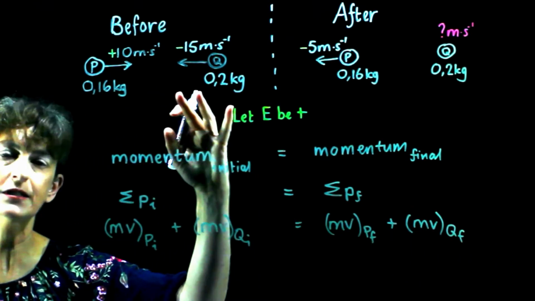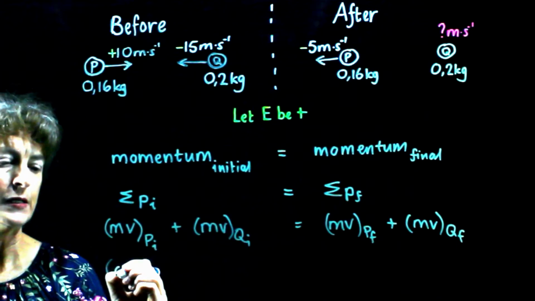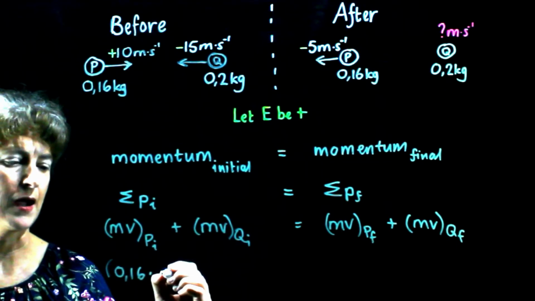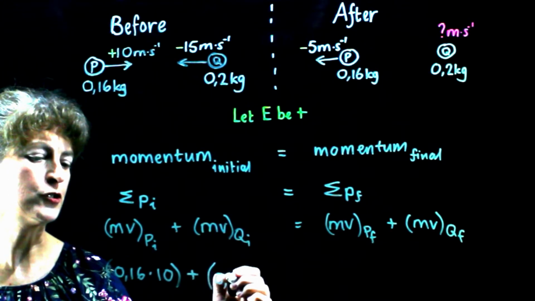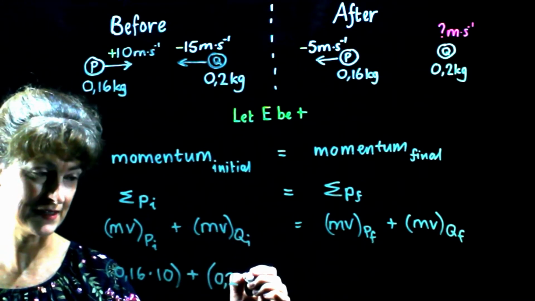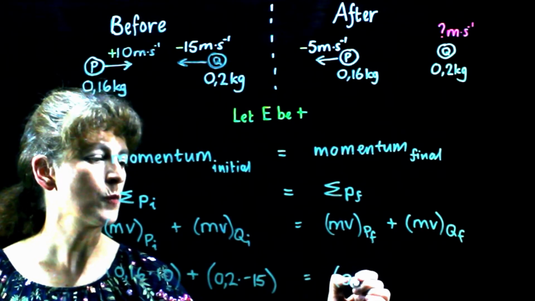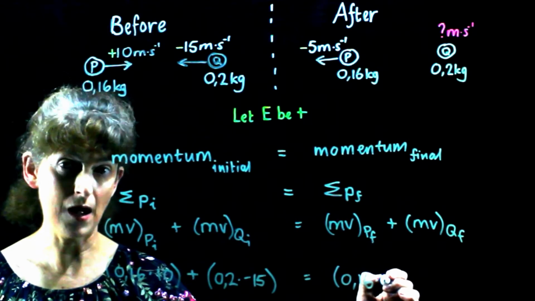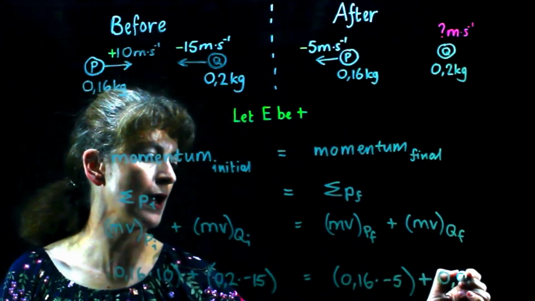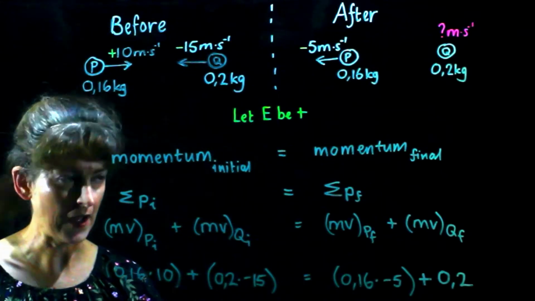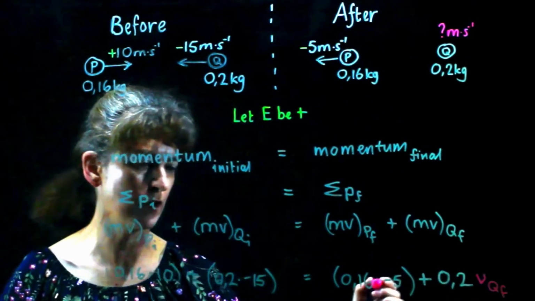So now we substitute the information that we have. We have to be very careful of signs here. 0,16 multiplied by plus 10 meters per second plus 0,2 kilograms times minus 15 meters per second is equal to 0,16 kilograms times minus 5 meters per second plus 0,2 kilograms multiplied by the unknown value, which is the velocity of Q final, and that is what we're trying to solve for.